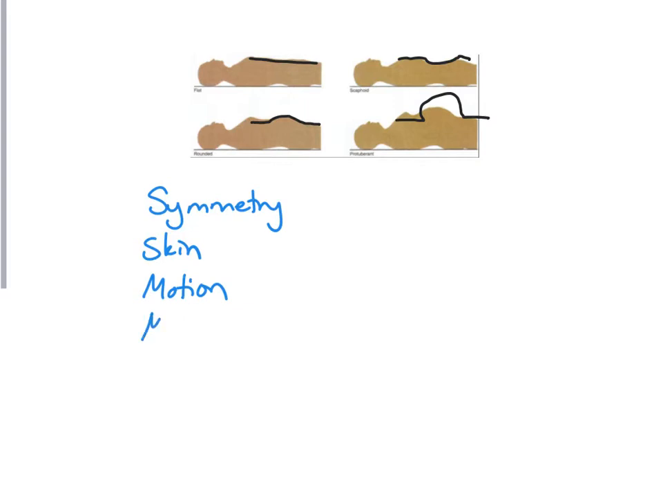Lastly, we can assess the musculature of the abdomen. Specifically, if we ask the patient to raise their head, it will engage the abdominal muscles, and we can check to make sure there's no herniation or separation of any of those abdominal muscles.